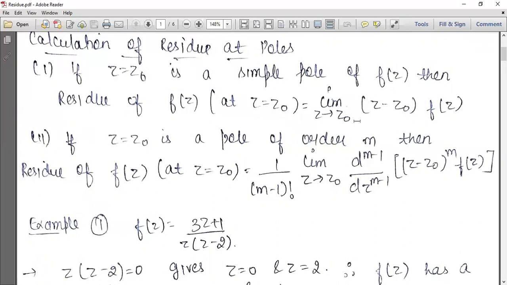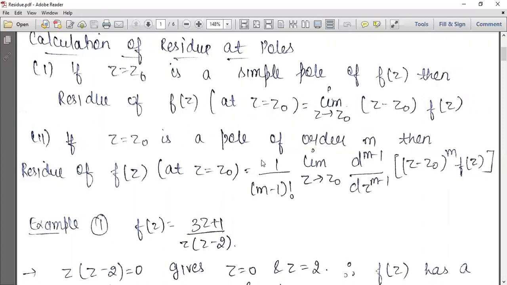This is true when your pole is of order 1. If your pole is of order m, then the residue at z equal to z naught is given by 1 divided by m minus 1 factorial, times the limit as z approaches z naught of d to the power m minus 1 by dz to the power m minus 1 of z minus z naught raised to power m into f of z.